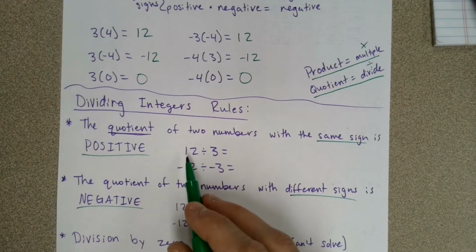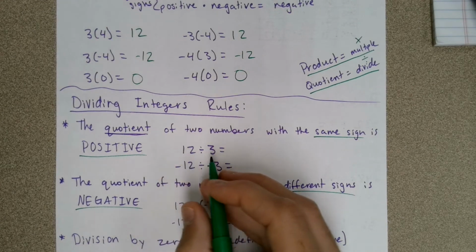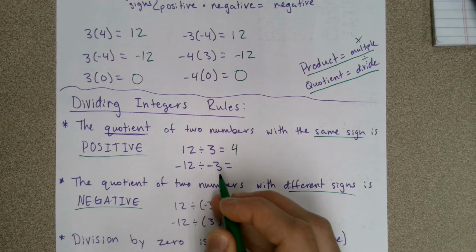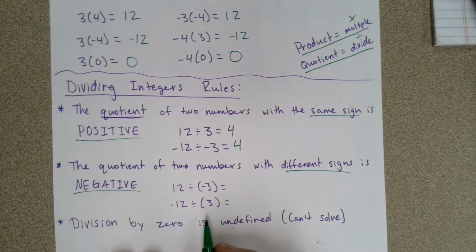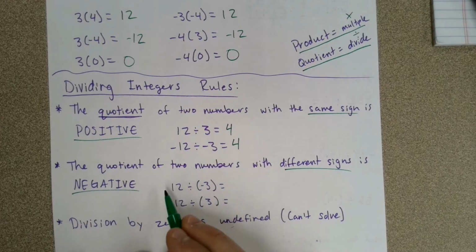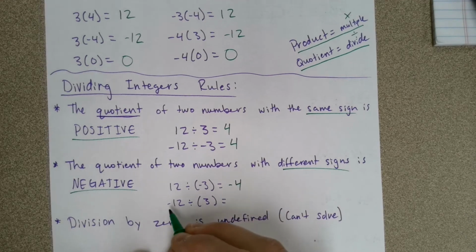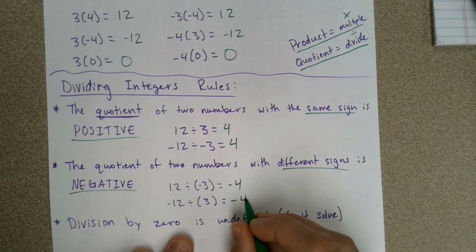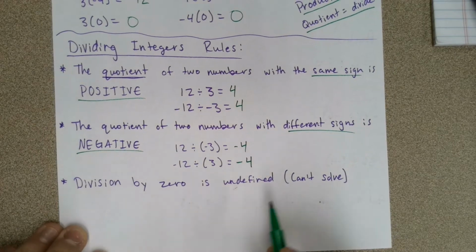So for example, we've got 12 divided by 3. We have the same sign, they're both positive. It'll be positive 4. Negative 12 divided by negative 3. We got the same sign, they're both negative. That will be positive 4. Looking at our quotients, right down here we have 12 divided by negative 3. Different signs, we have positive 12, negative 3. We know that has to be negative 4. Negative 12 divided by 3. We have a negative 12, a positive 3. Different signs. Negative 4.